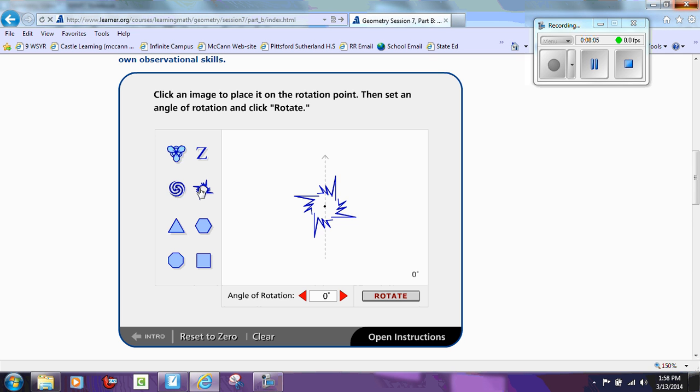Alright, this looks like a fun figure, so I'm going to play with this one next. And again, I'm going to try that 1/4 turn, or that 90 degrees, first of all. And when I rotate 90 degrees, I find that the image ends up exactly on top of the pre-image, making the angle of rotation for this particular figure 90 degrees.